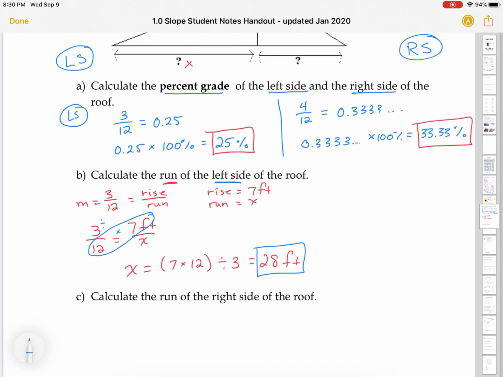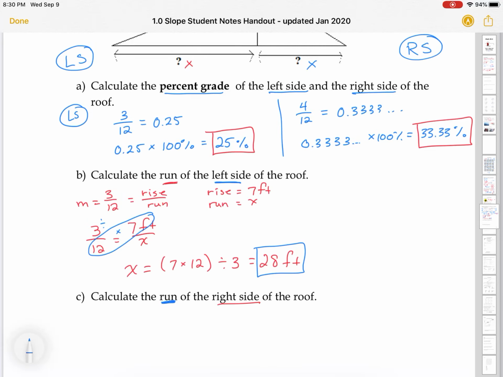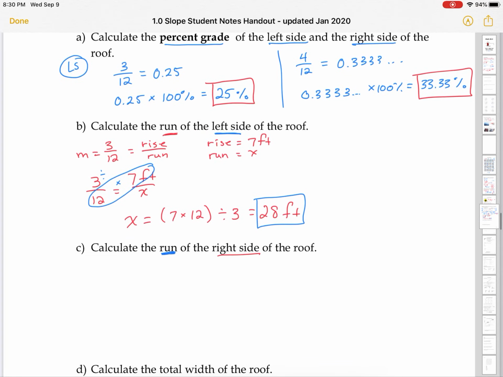Now it wants the run of the right side of the roof. So we did our left side. Now we're going to do the run of the right side. Okay, so now just to differentiate, I'm going to make it a blue X. So we know we're talking about a different one. Okay, so let's see what we know. Slope is, for the right side, 4 over 12. And that's the rise over the run.